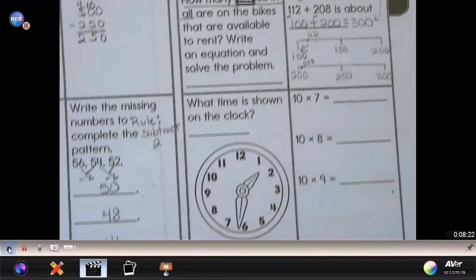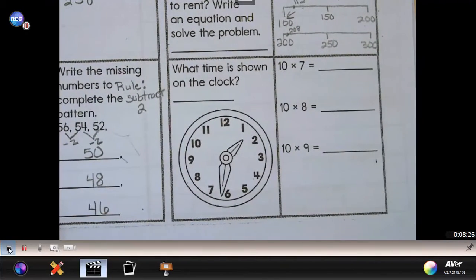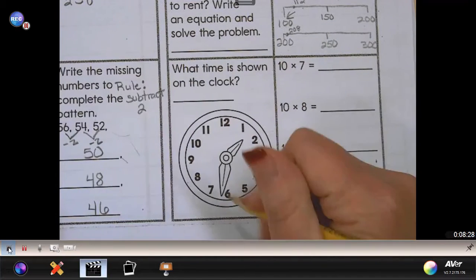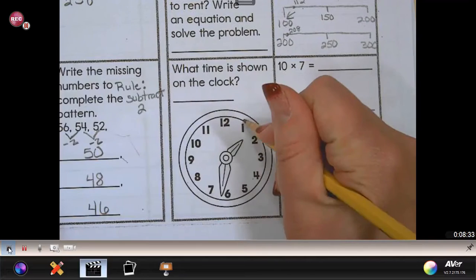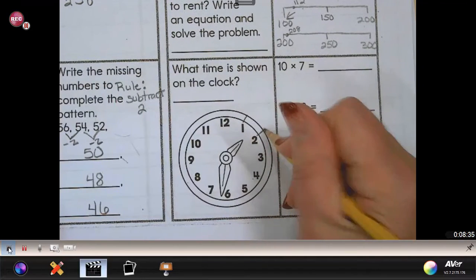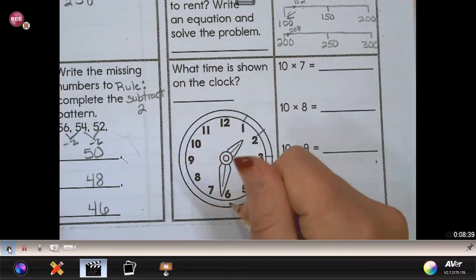Looking at our clock, we are showing a time here to the nearest minute. Notice how it's not at a 5-minute interval. Remember, between each set of numbers are 5 minutes. That's a second grade standard that you learned last year.